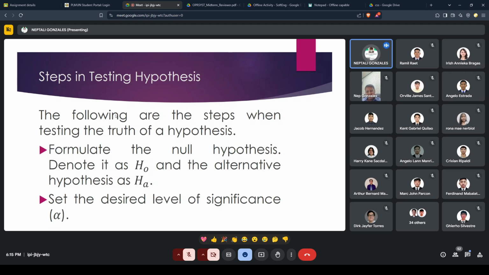Next is to set the desired level of significance or the alpha level. Do you want it 0.01, that is 99% significance level, or do you want 0.05, or 95% significance level, depending on the researcher. But most likely, we will use the 95% level of significance. So there is a higher margin of error or a higher acceptance of the null hypothesis.